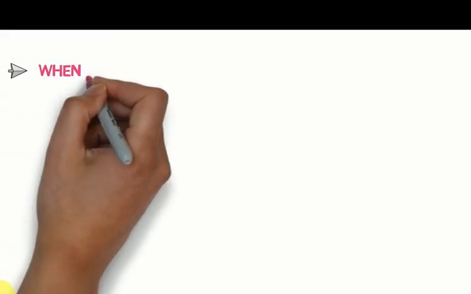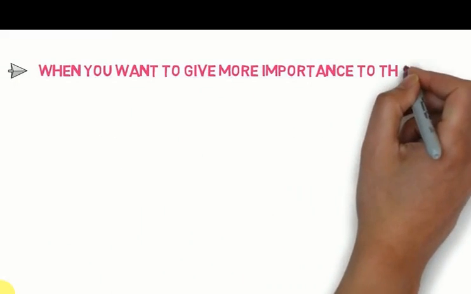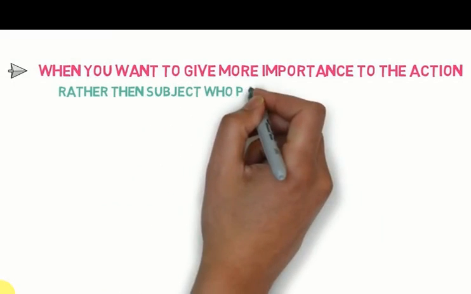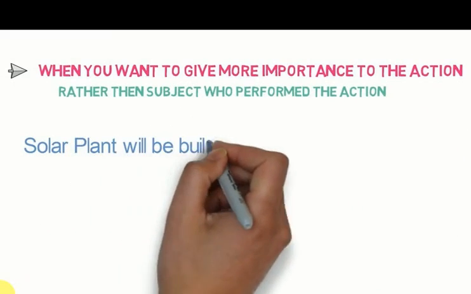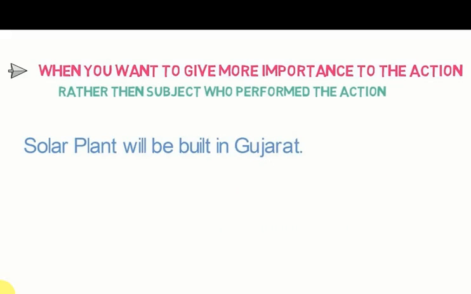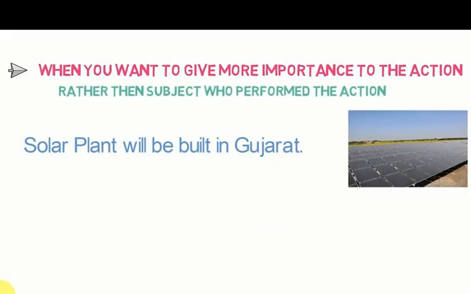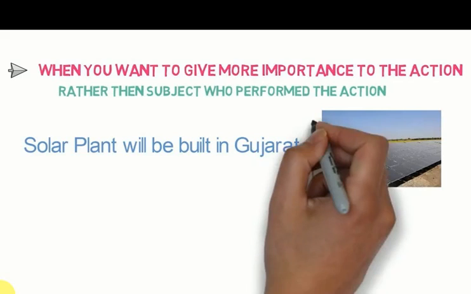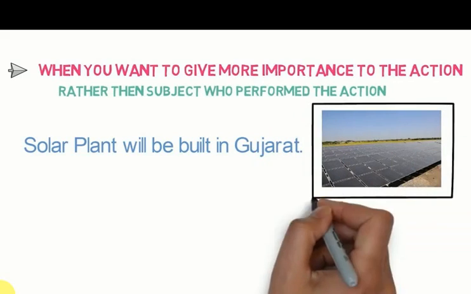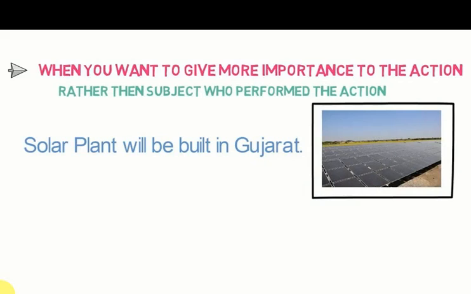When you want to give more importance to the action rather than the subject who performed the action. Look at an example. Solar plant will be built in Gujarat. Here we are giving more importance to the solar plant which is being built and least concern to the person who built it. About the person who is building it, we don't give more importance. So we are giving more importance to the actual object and the action that is performed on the object rather than who is building it.